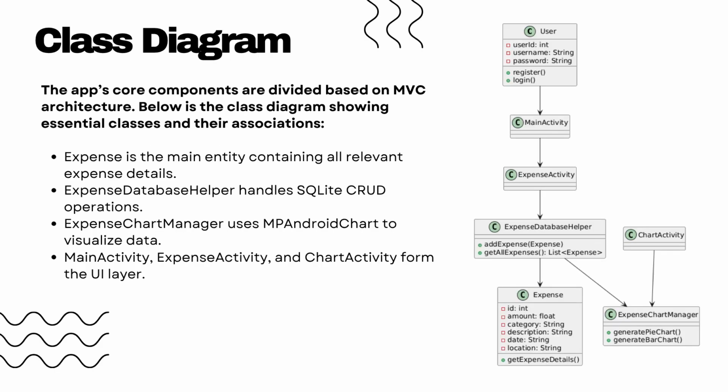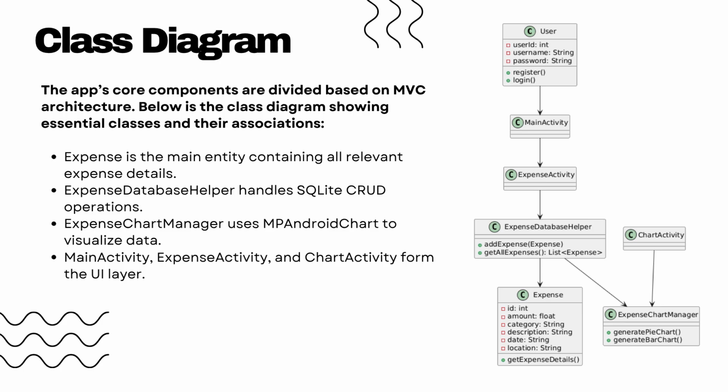Now in this slide we have the class diagram. This class diagram reflects our MVC architecture and key components. First we have the model layer. The expense class encapsulates all data fields: amount, category, date and optional location. Expense database helper handles database operations using SQLite, ensuring data persistence.